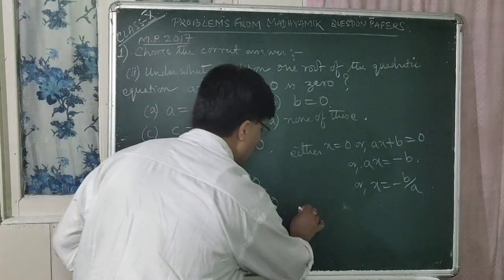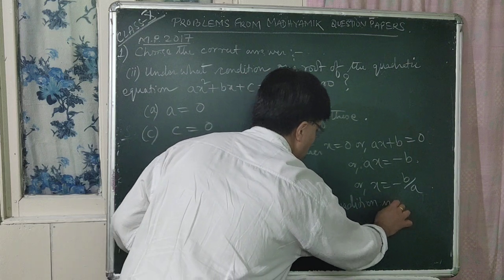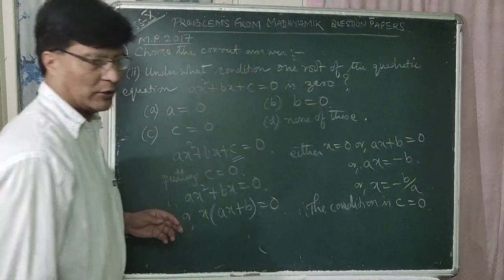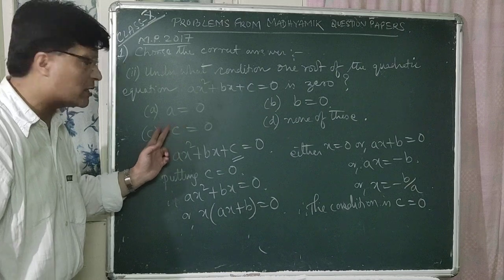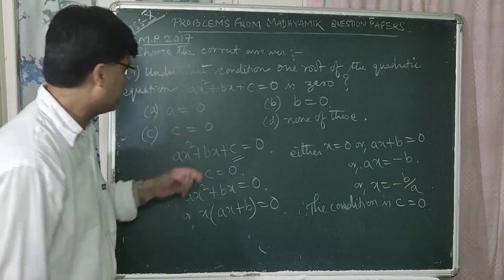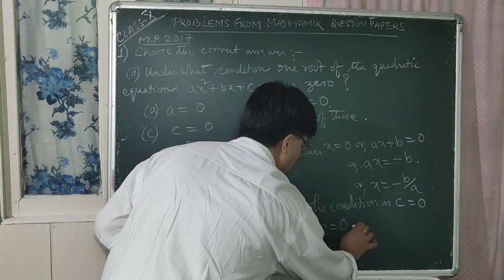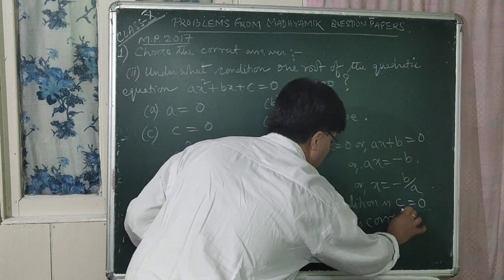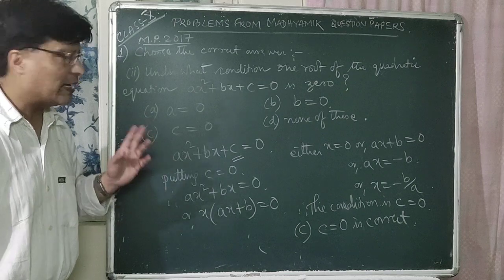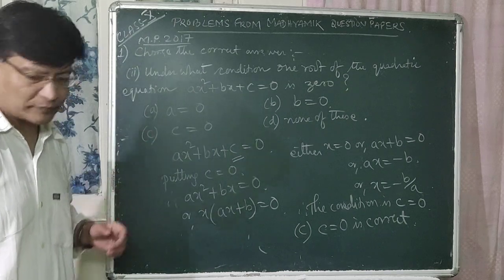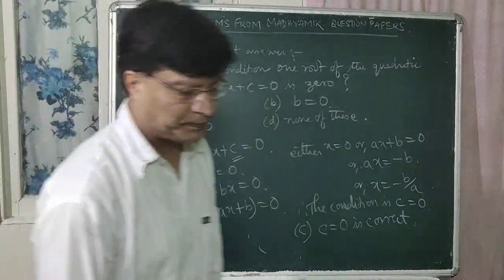The condition is c is equal to 0. The answer for this question is c is equal to 0. That means which is the correct option? Number C. That is number C. C is equal to 0 is correct. That is number C. C is equal to 0 is the correct answer. Is that clear now? So you can copy it. You try to understand it. Now we'll do the next question.